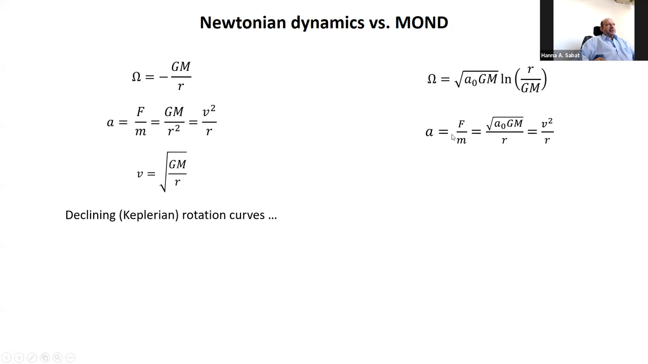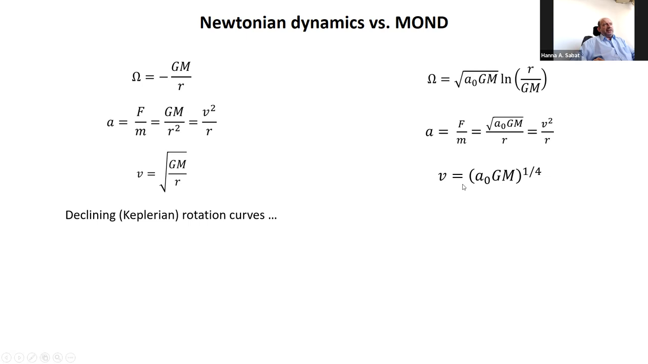And from the force, you may estimate the acceleration, because F over M, the acceleration in this case, is simply the square root of a naught GM divided by R. And this is the only force that is causing the centripetal acceleration in this galaxy. So it should be equal to V squared over R, the centripetal acceleration. And we may note directly that R and R cancel out, so that V remains constant after a certain distance from the galactic center, which is the Mondian, or modified Newtonian, regime.